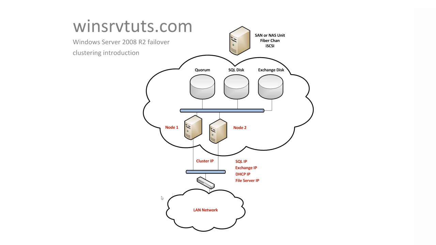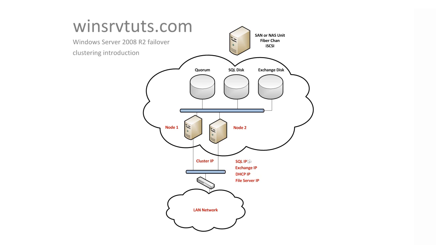So when your network clients are trying to access this SQL database or this cluster resource, they won't use the node IP address for node 1, or the node IP address for node 2. They will use this cluster IP address. And again, sometimes that is referred to as a VIP.